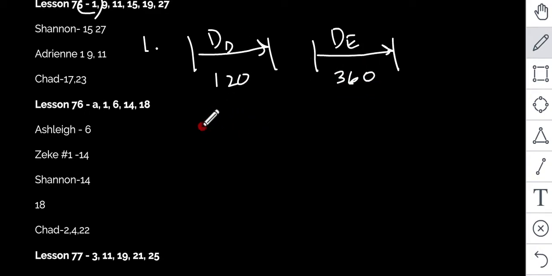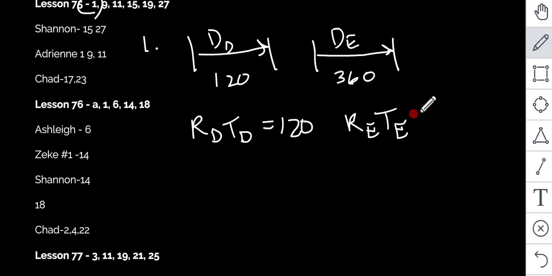So we're going to write two different distance equations. Remember, distance equals rate times time. So rate David, time David equals 120. Rate Emily, time Emily equals 360. Don't these look familiar? These are the kind of problems where the miracle happens. Remember those? So we need a couple more pieces of information.